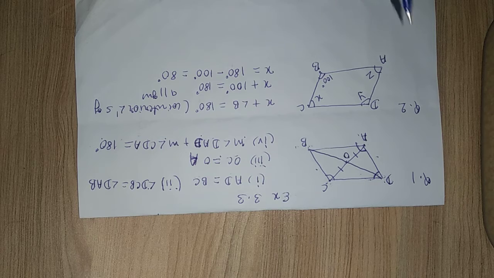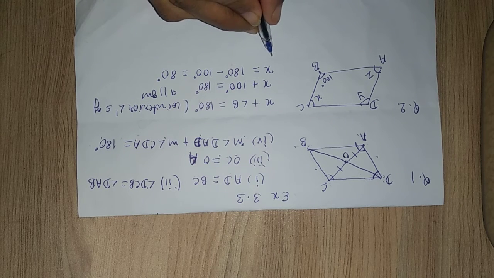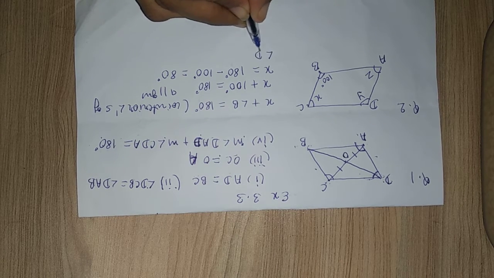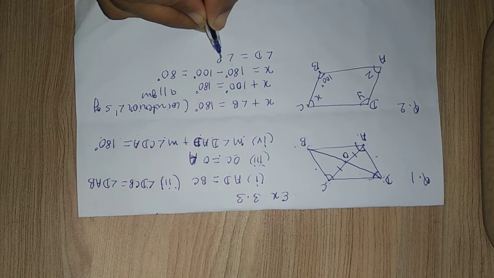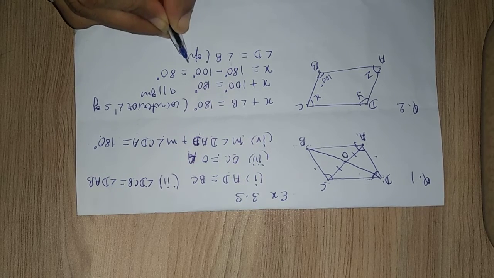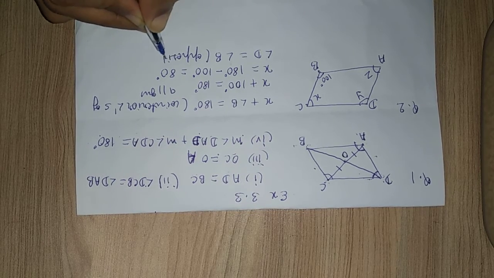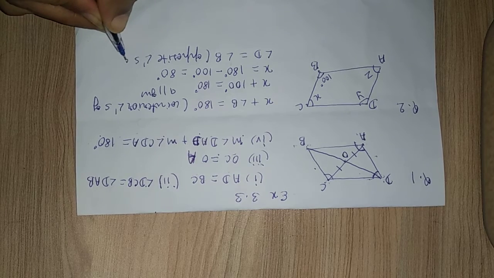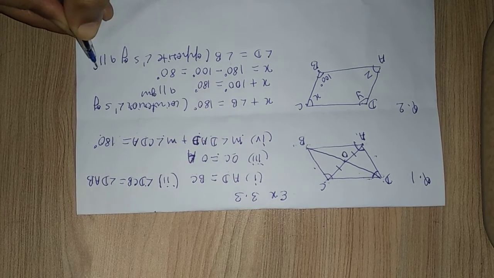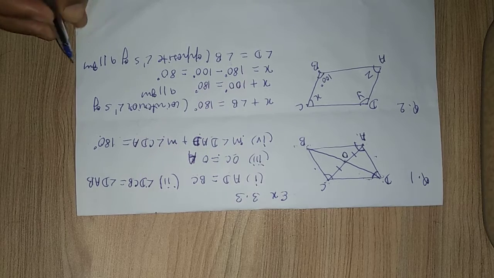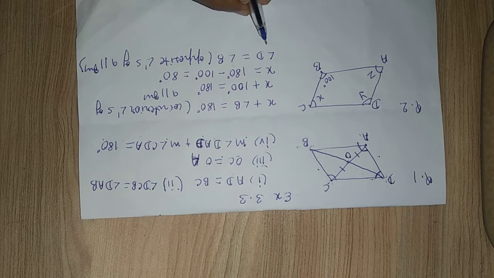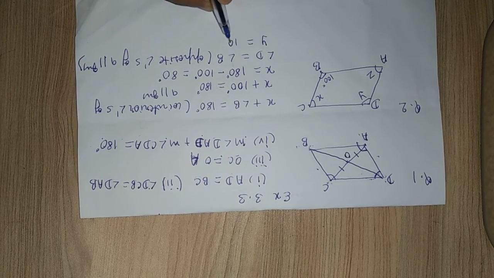Similarly, in a parallelogram opposite angles are equal. So angle D is equal to angle B. Reason is opposite angles of a parallelogram. This is the symbol of parallelogram. So y is equal to 100 degrees.